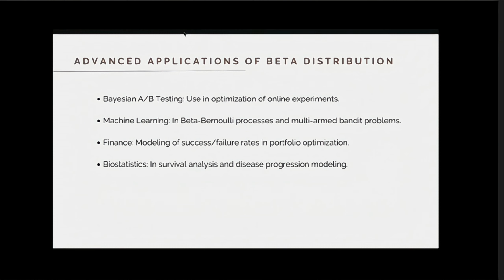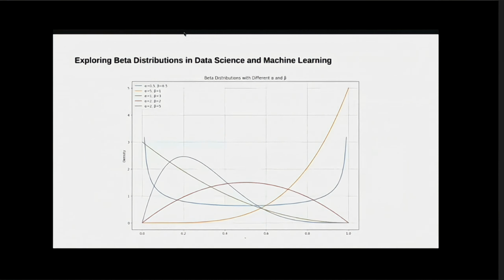It's used in portfolio optimization to model the success or failure rates of investments, helping to predict potential returns or losses. Fourth one is biostatistics. The beta distribution is key in survival analysis and disease modeling, helping predict patient outcomes based on clinical data.